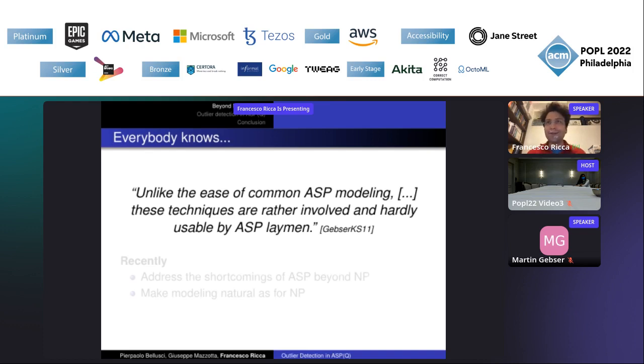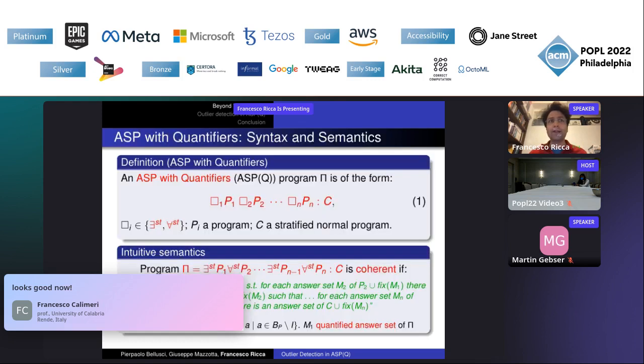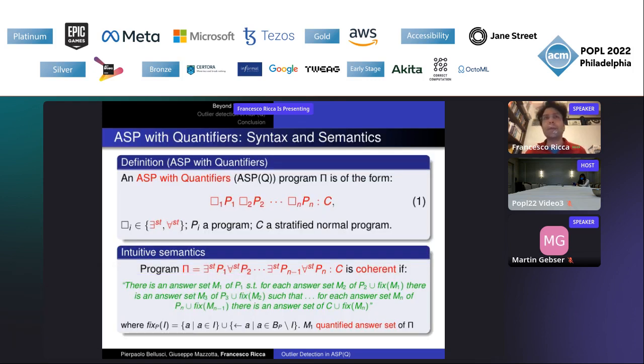And Martin knows very well that unlike the ease of common ASP modeling, going with ASP beyond NP is something very, very involved and not easy to do. So this is why ASP with quantifiers has been introduced. Basically, the idea here is that you are quantifying over answer sets in a theory in which each program can be prefixed by a quantifier.